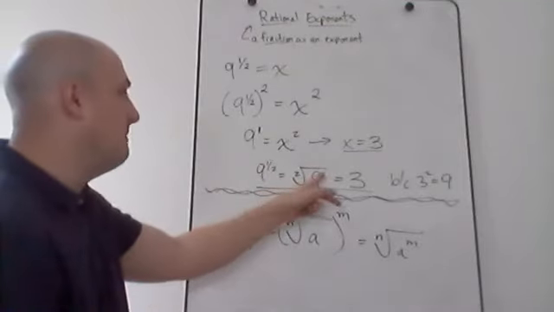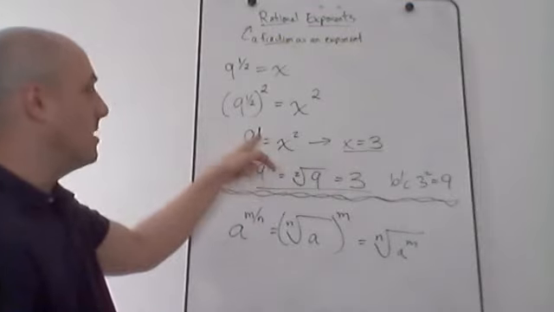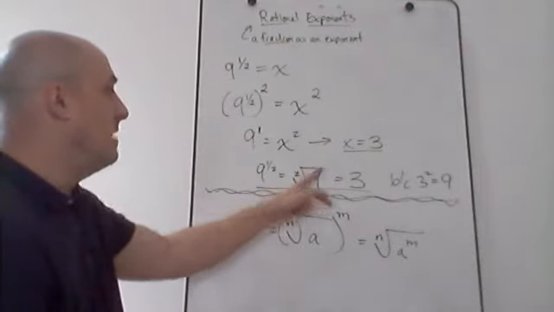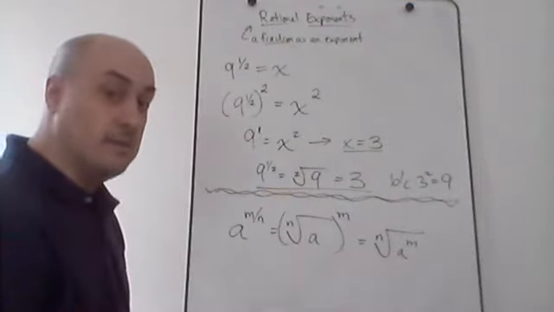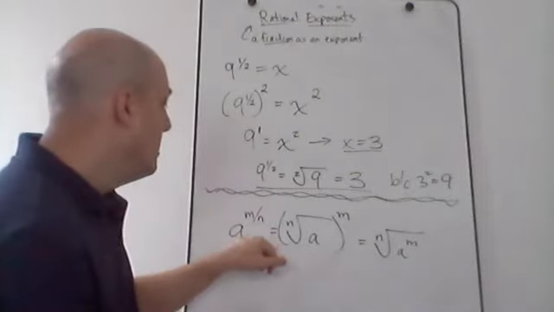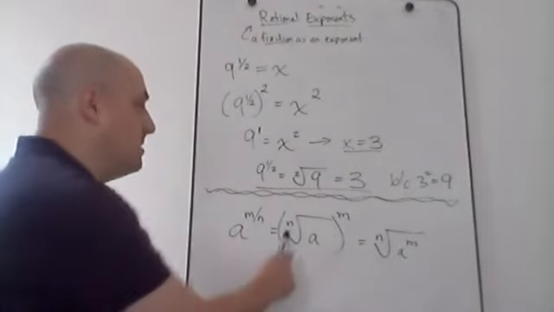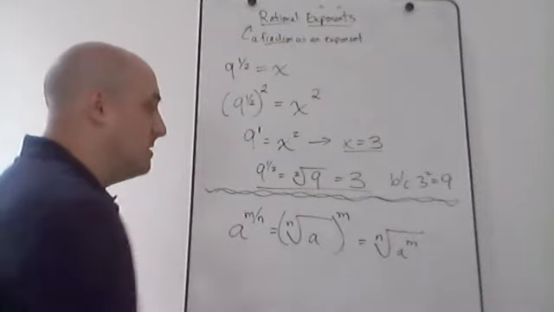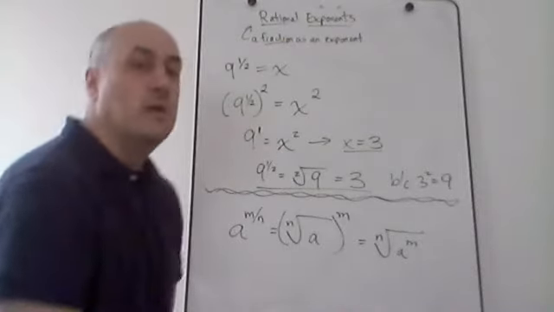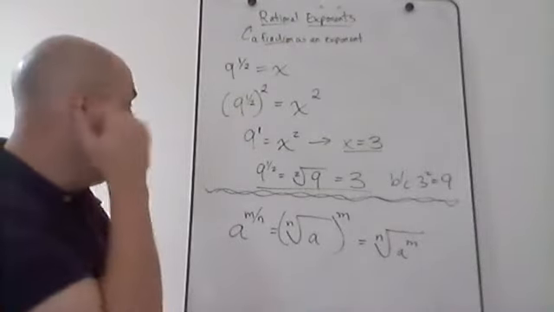Since this one was 9 to the first power, I didn't write that 1 there. We have the 1 up here. So this is the second root of 9 to the first power. That's 9 to the 1/2. All right, so a to the m over n power equals the nth root of a raised to the m power.